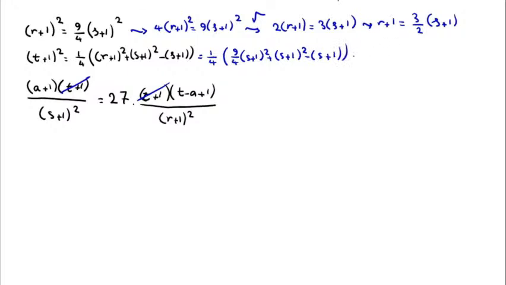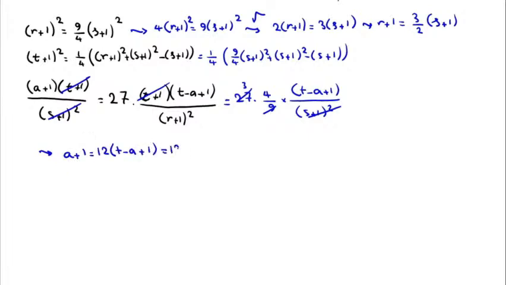Okay, now let's simplify also this one. I know that R plus 1 squared is 9 over 4 S plus 1 squared, so we can say 27 times 4 over 9 times S plus 1 squared times T minus A plus 1. We cancel S plus 1 squared, and we conclude A plus 1 will be 12 times T minus A plus 1, which will be 12T minus 12A plus 12. So 13A equal to 12T plus 11.